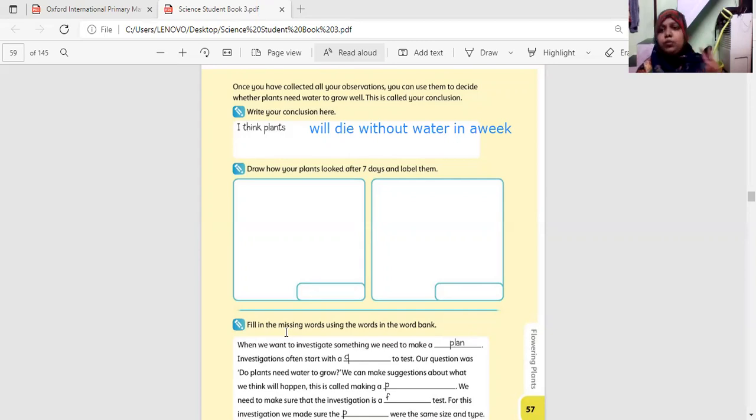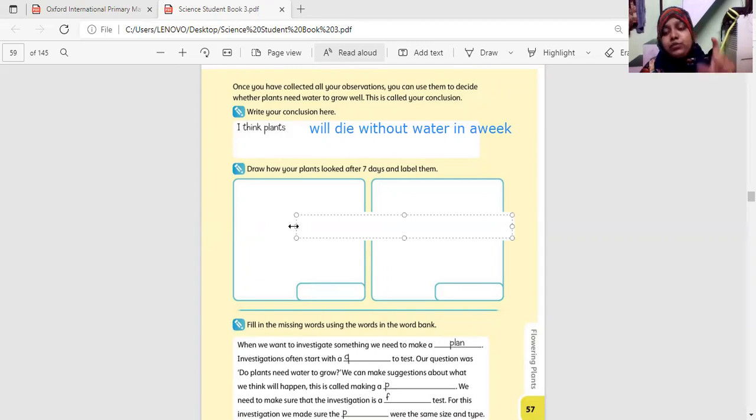See, we've got two boxes. So what we'll do here is first draw how your plants look after 7 days and label them. We'll try and make one a healthy plant. What will happen to the plant that was healthy, which was watered every day? It will look healthy today also. So we'll be drawing a simple diagram of a plant.